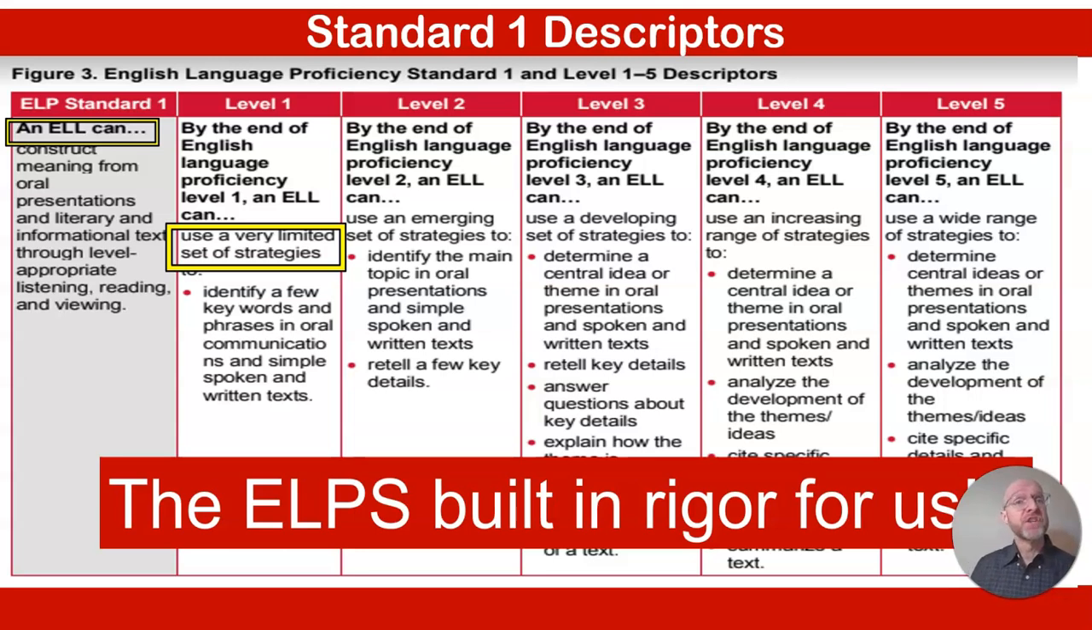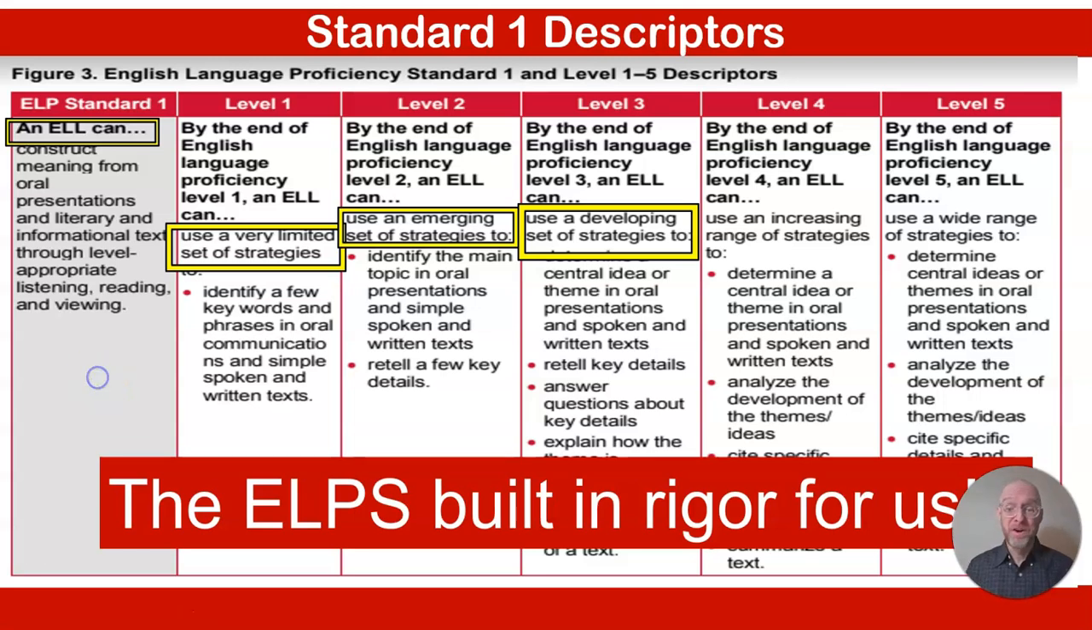At level 1, students can use a very limited set of strategies to understand spoken and written language. They might recognize keywords or simple phrases, but need significant support. By level 2, students develop an emerging set of strategies to identify the main topic and retell a few key details. By level 3, students are using a developing set of strategies to determine the main idea, answer comprehension questions, and start explaining how themes connect.